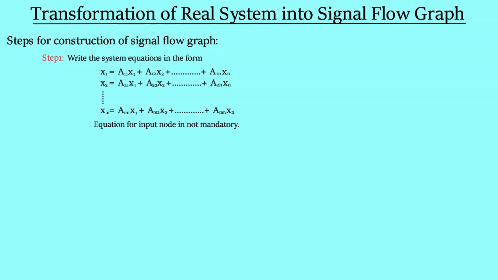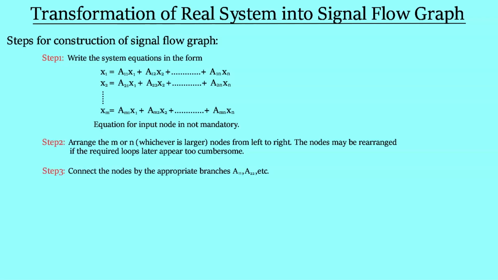Now let's see how to construct a signal flow graph from a real system. First, you are supposed to write all the system equations in the form where all the variables are clearly specified. In this representation, x1, x2, xm all are variables. The equation for the input node is actually not required in most of the cases.